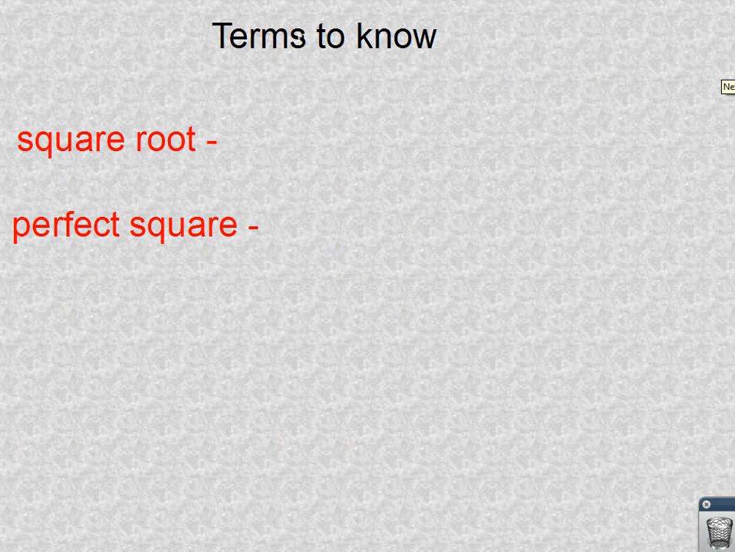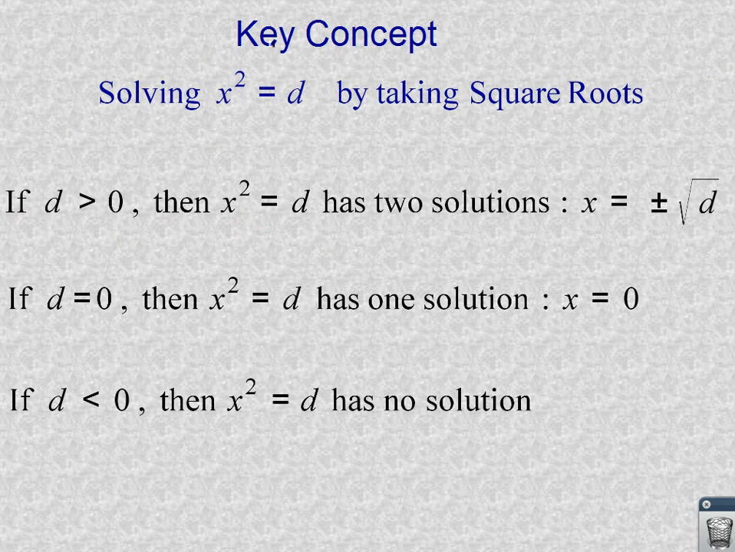Okay, in your journals, I'd like you to write these words down and define them. Please pause the video here and copy down these concepts. It says solving x squared equaling d by taking the square root. So we have three different situations here that could occur when we are solving by square roots.